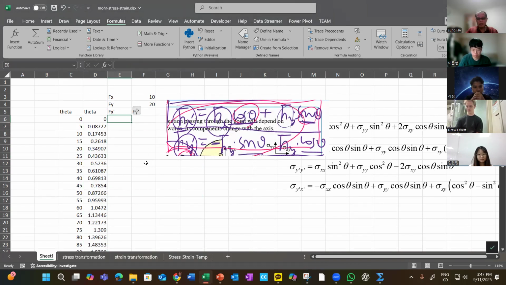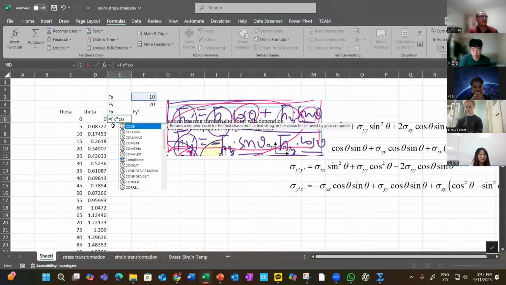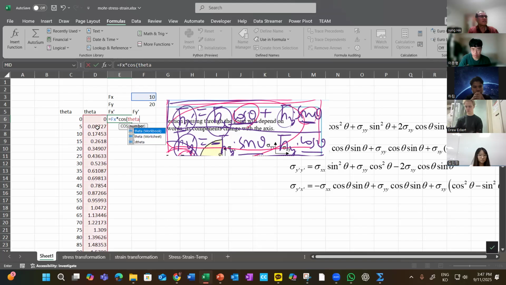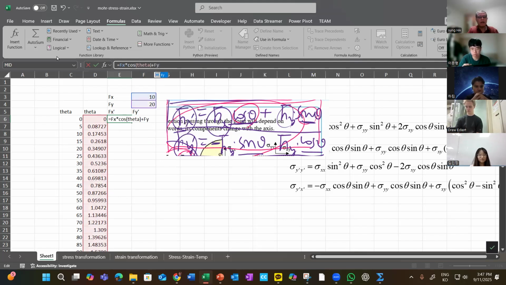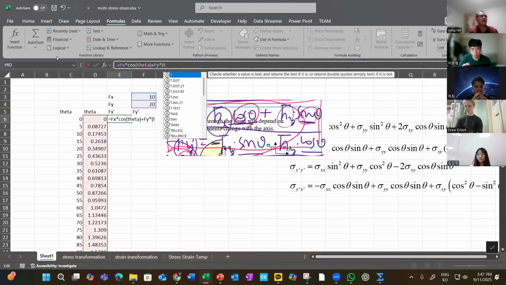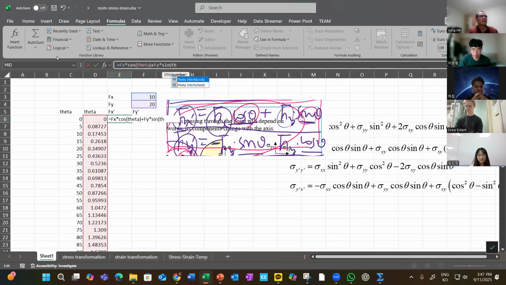So now here is equal, just follow this one, fx, it just automatically shows this one, times cosine theta. What is the theta? We already defined this one as theta. And then plus fy times sine theta.